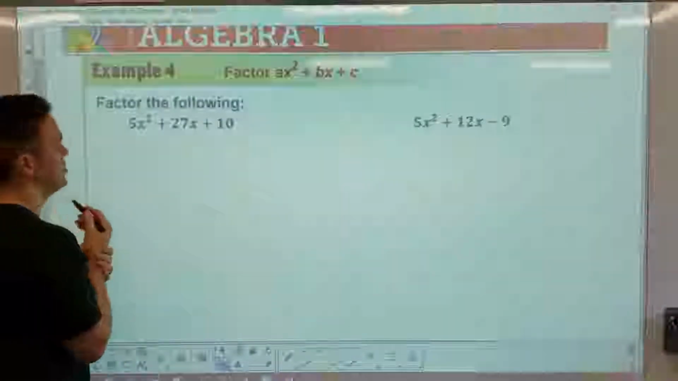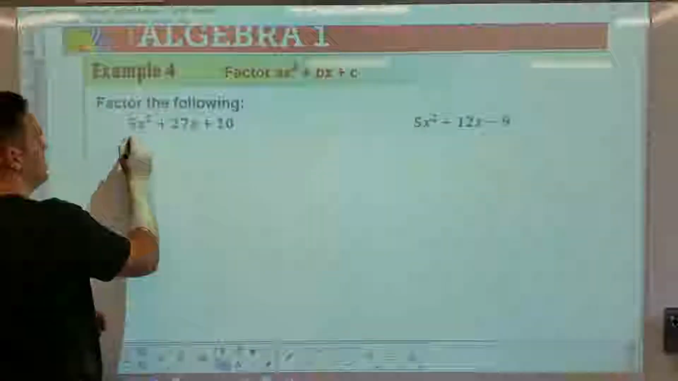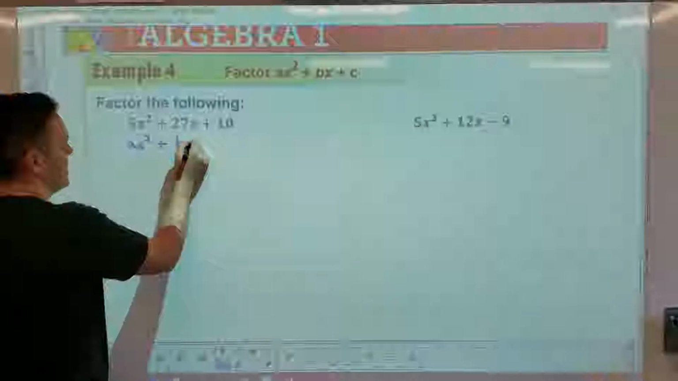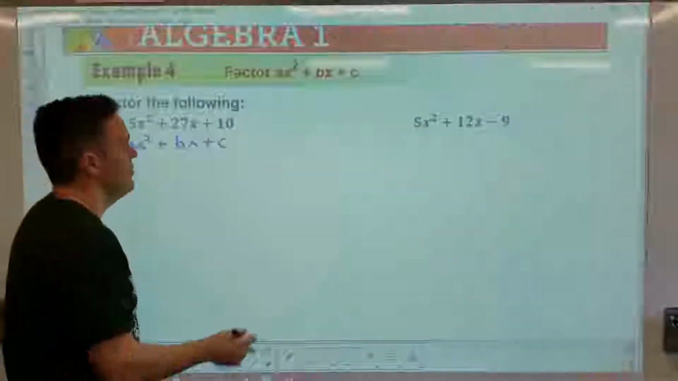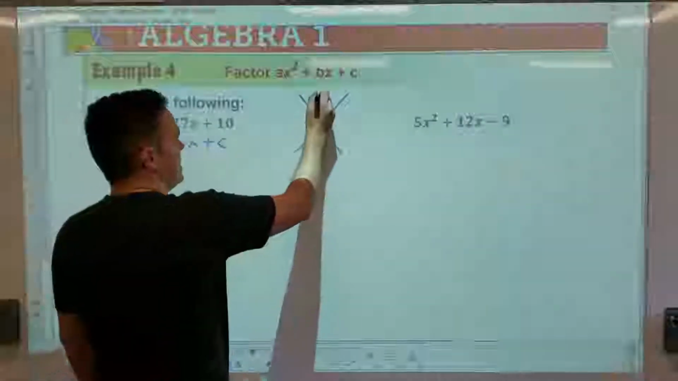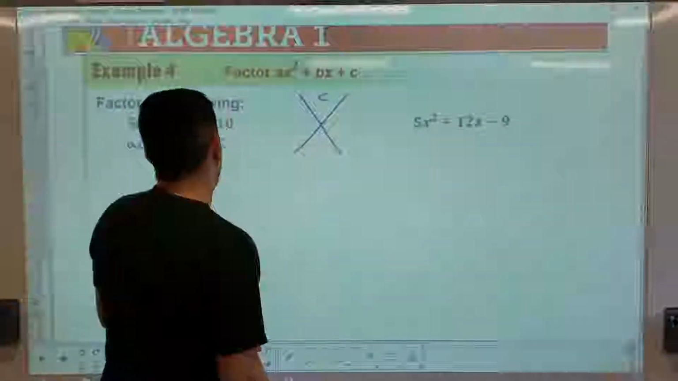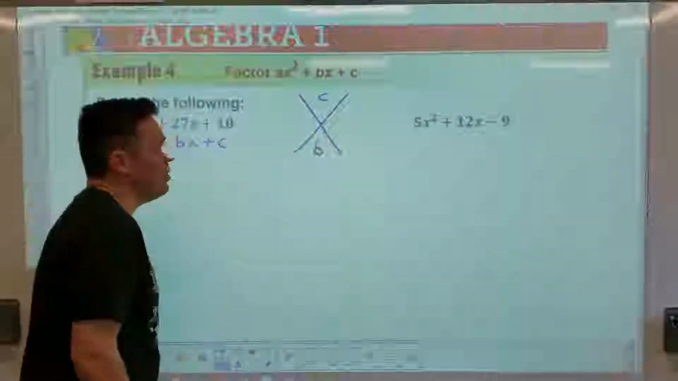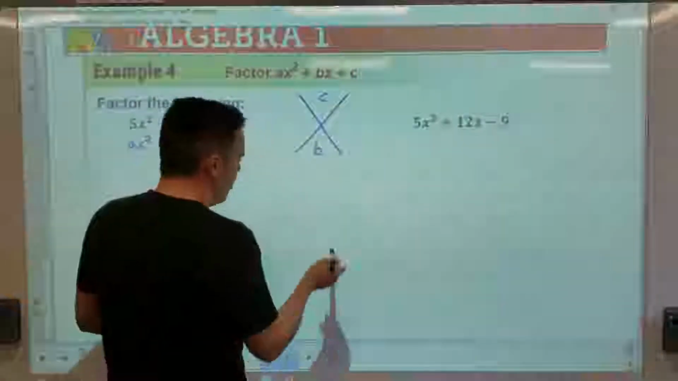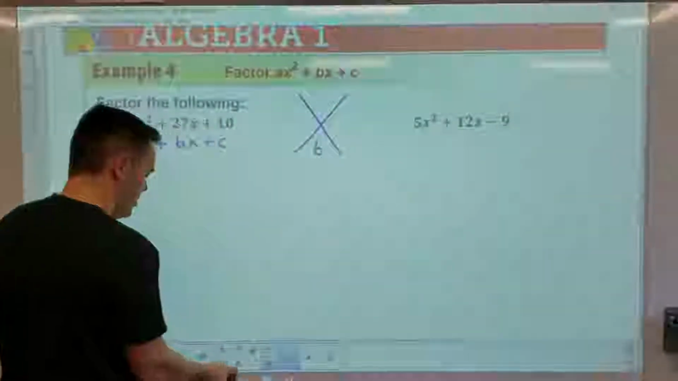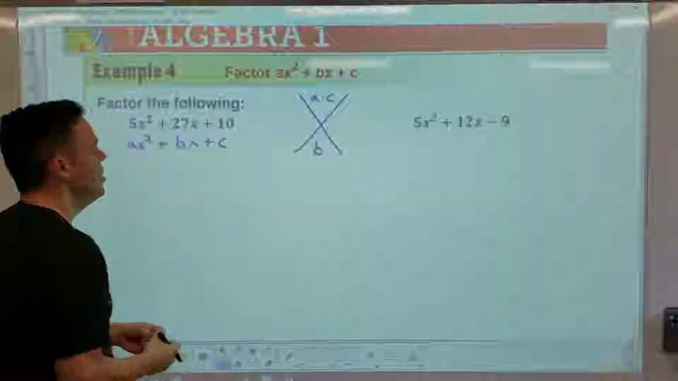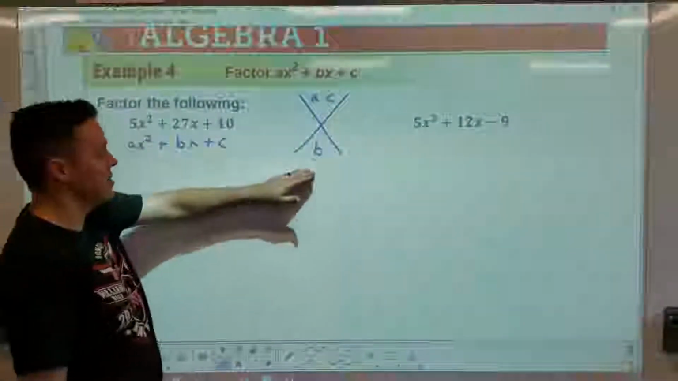First off, remember the form of this equation needs to be ax squared plus bx plus c. On our factoring method, we're still going to use this. Up here we had c, and down here was b. But now we're going to add a letter to the top. The top letter is now going to be A times C, and the bottom is going to be B.